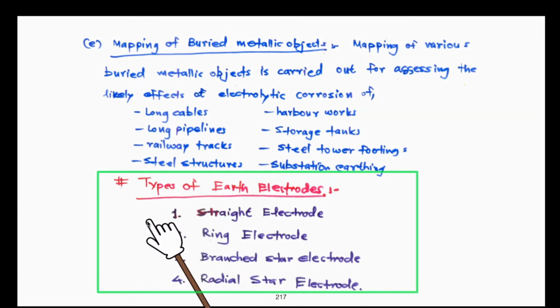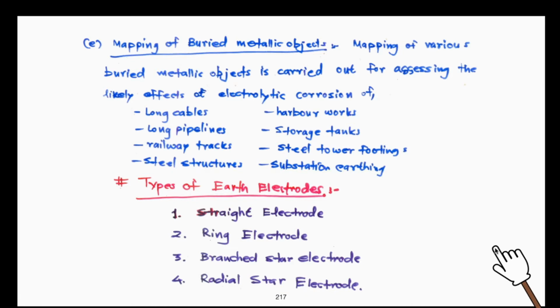So kindly focus your attention here at the bottom. Types of electrodes. The electrodes are classified based on the construction, or you may consider the geometry of electrodes. First type of electrode is a simple array of straight electrode. Second is a ring type of electrode. Third, branch star electrode, and lastly, radial star electrode. So these are the different types of electrodes.